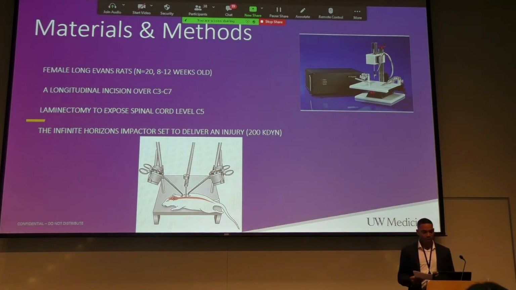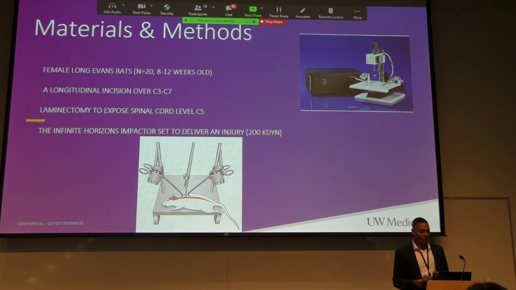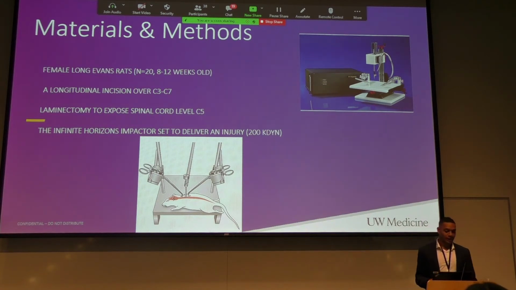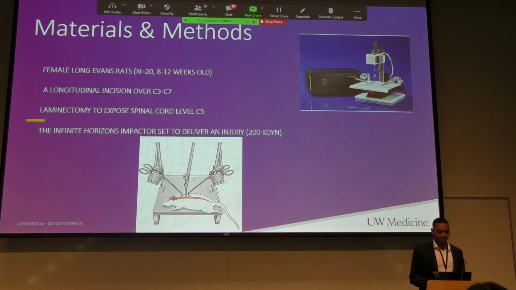Materials and methods. We used 20 8 to 12-week-old female Long Evans rats, and the surgeon then made an incision over the C3 to C7 vertebrae. They then performed a laminectomy to expose spinal cord level C5, and we then set the Infinite Horizons impactor to deliver an injury at 200 kilodynes.